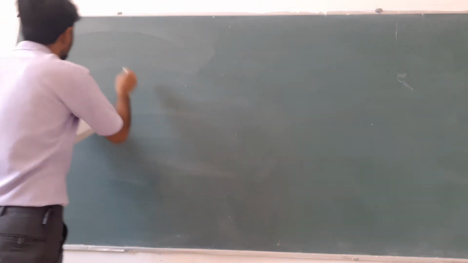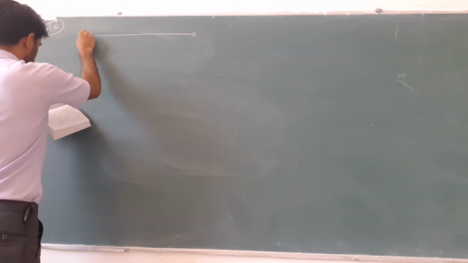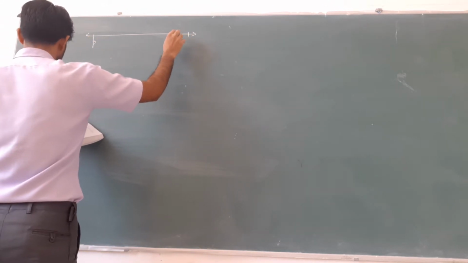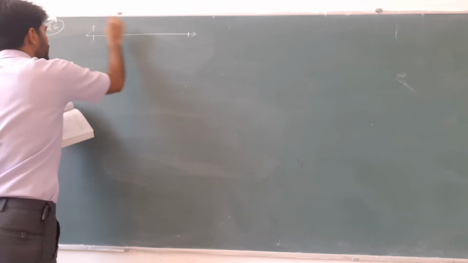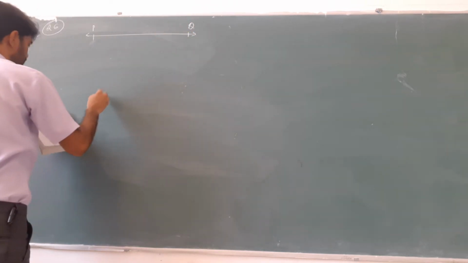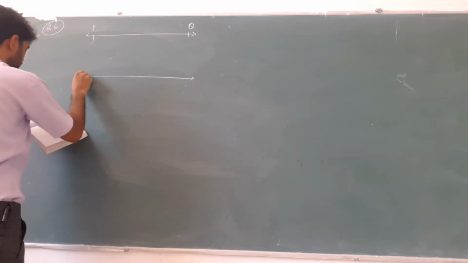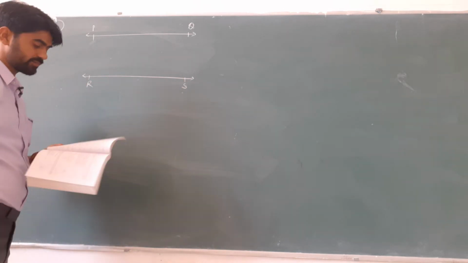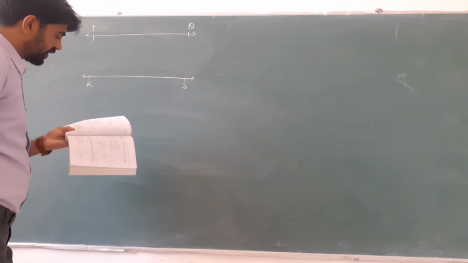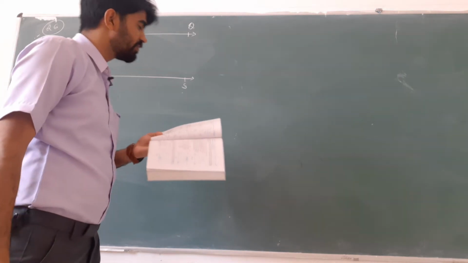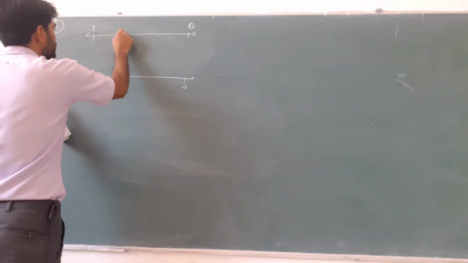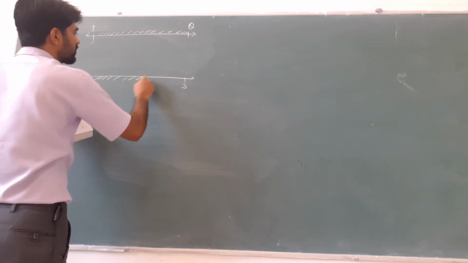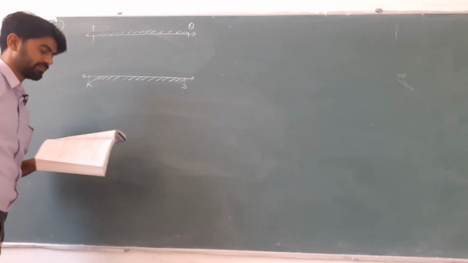Figure is given, P and Q, let it be, this is P and Q, and one more we have RS. These are two mirrors. So in the figure, PQ and RS are two mirrors placed parallel to each other. These are mirrors and they are placed parallel to each other.